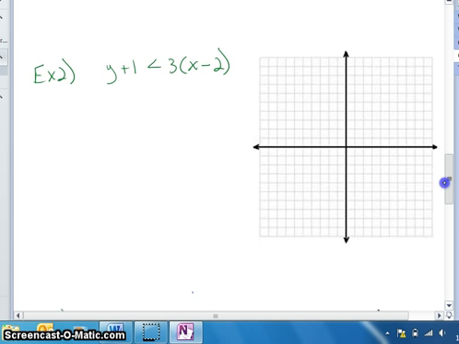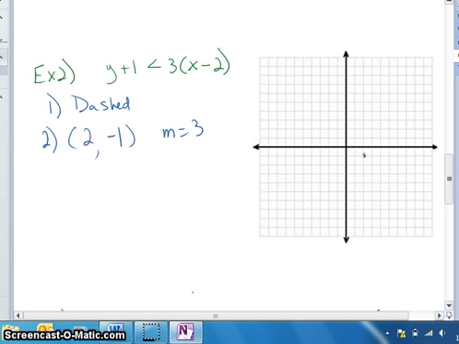Alright, let's try another one. y plus 1 is less than 3 times the quantity x minus 2. So step 1, solid or dashed? Good, dashed line. Step 2, graphing. This is in point-slope form. So I have a point, (2, negative 1). Remember the signs flip. And a slope of 3.